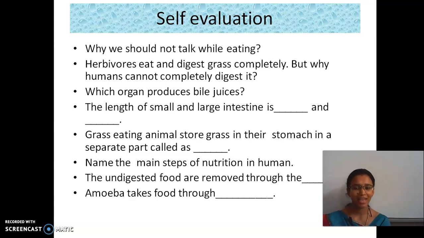And then name the main steps of nutrition in humans. Ingestion, digestion, absorption, assimilation, and then egestion. Good. The undigested food is removed through, not stored, removed through the anus, and stored in the rectum. Amoeba takes food through its mouth, right? No. Amoeba takes its food through pseudopodia. Okay, children, the homework will be sent to you through WhatsApp.